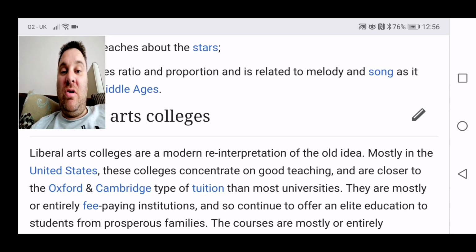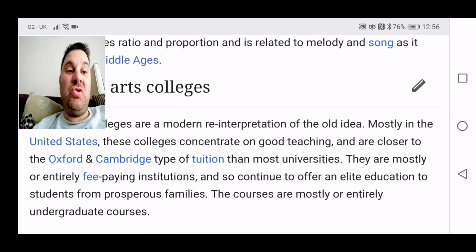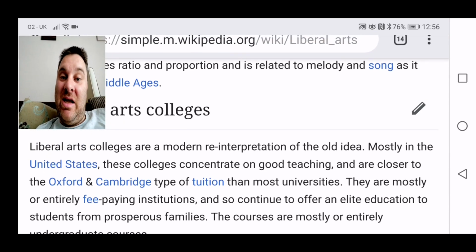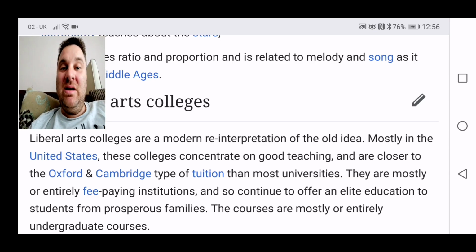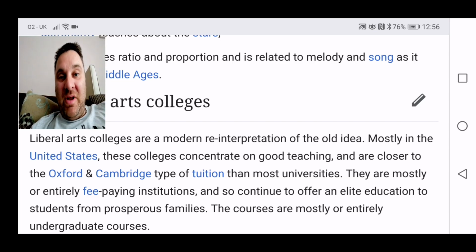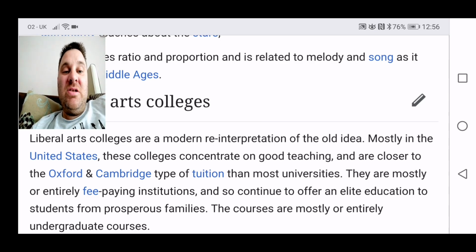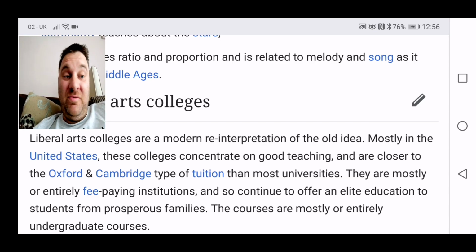They are mostly or entirely fee-paying institutions, and so continue to offer an elite education to students from prosperous families. The courses are mostly or entirely undergraduate courses. See, it tells you there, basically it's like Oxford, Cambridge, they're all fee-paying institutions. They're for an elite education for students from prosperous families, people that have got plenty of money, that have got all the money to send their children to these places. So for the elites, basically.